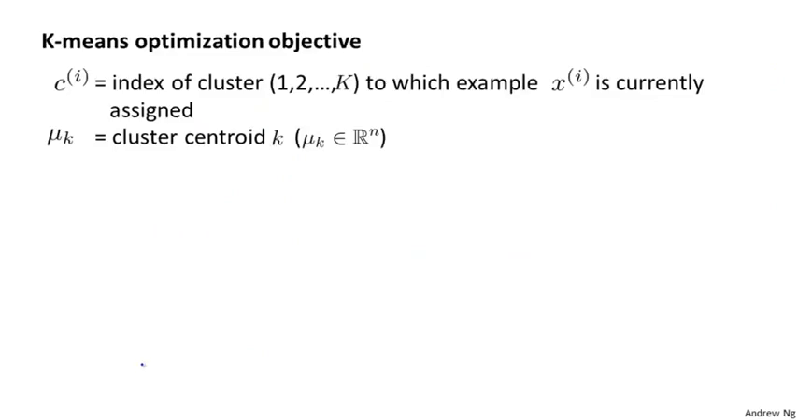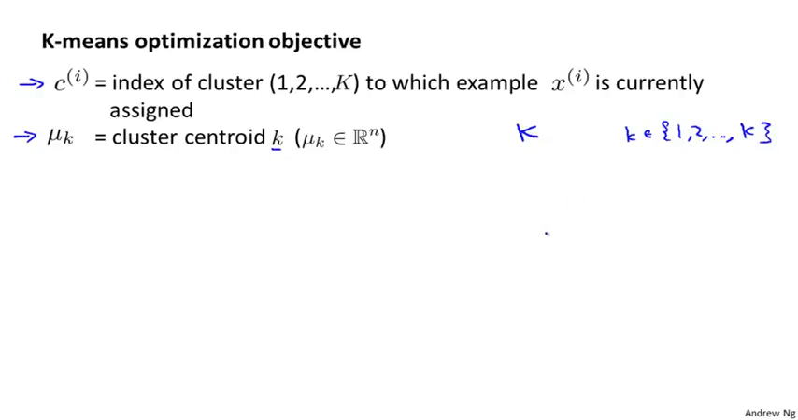Just as a quick reminder, while k-means is running, we're going to be keeping track of two sets of variables. First is these c^(i), which keep track of the index or the number of the cluster to which an example x^(i) is currently assigned. And the other set of variables we use is mu subscript k, which is the location of cluster centroid k. And again, for k-means, we use capital K to denote the total number of clusters, and here lowercase k is going to be an index into the cluster centroids, so lowercase k is a number between 1 and capital K.